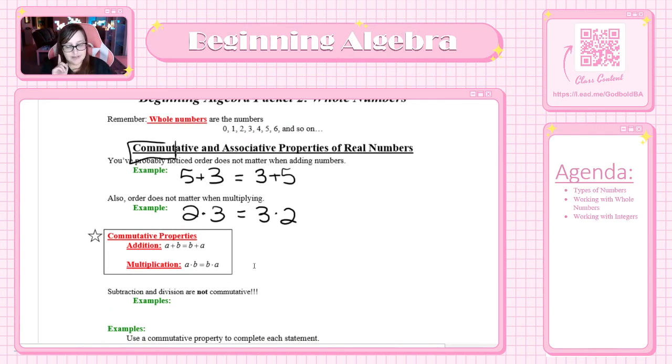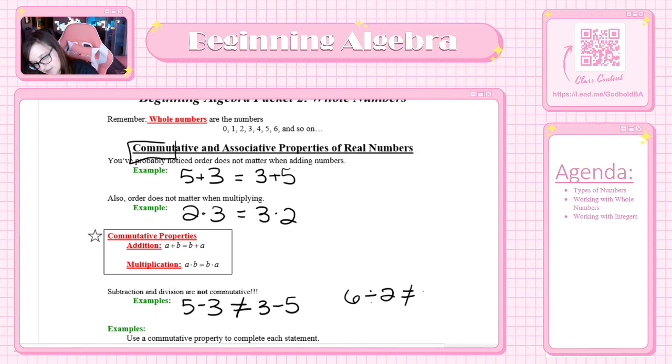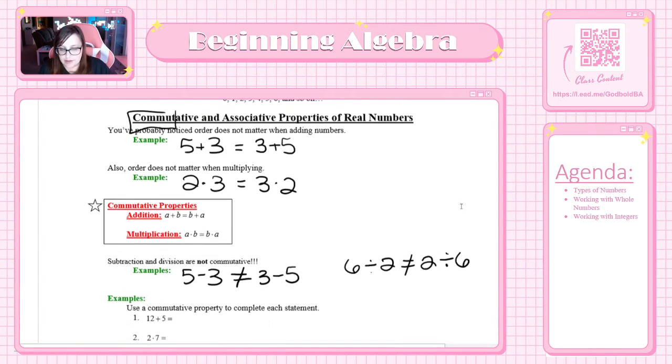Subtraction and division are not commutative though. So 5 minus 3 is not the same thing as 3 minus 5. And 2 divided by 3, well, let me do a better one. 6 divided by 2 is not the same thing as 2 divided by 6. So subtraction and division are not commutative. You can't just switch them around. And that's going to be important later when we start doing this with algebra stuff.